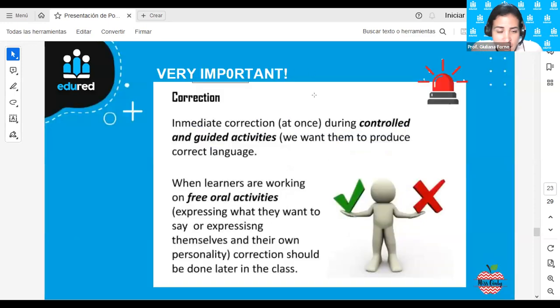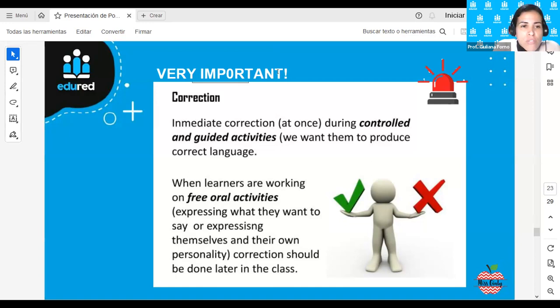Very important, and we need to be aware of this. Correction. Immediate correction during control and guided activities. We want them to produce correct language. When learners are working on free oral activities, expressing what they want to say or expressing themselves and their own personality, correction should be done later in class, but we need to give them the feedback, because if not, they are not going to be aware that they made a mistake and they are going to continue doing it.